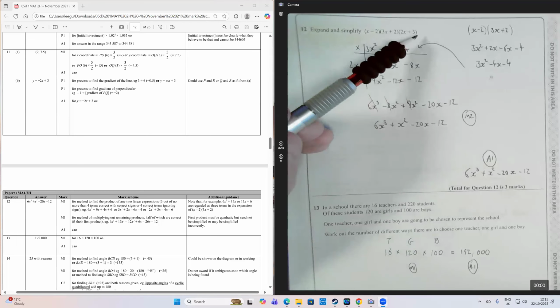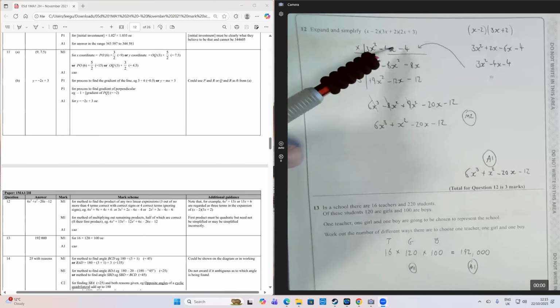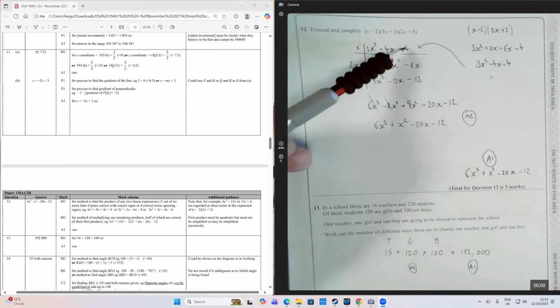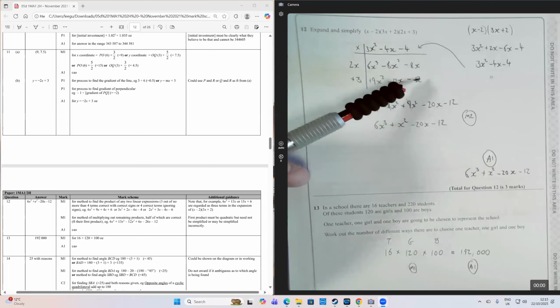And then the final bracket that I haven't used yet, I write as the other side of my grid. And then I just work out what all of the individual elements are. So we're going to go 2x times 3x squared is 6x cubed. 2x times minus 4x is minus 8x squared. 2x times minus 4 is minus 8x. 3 times 3x squared is 9x squared. 3 times minus 4 is minus 12x. And then plus 3 times minus 4 is minus 12.